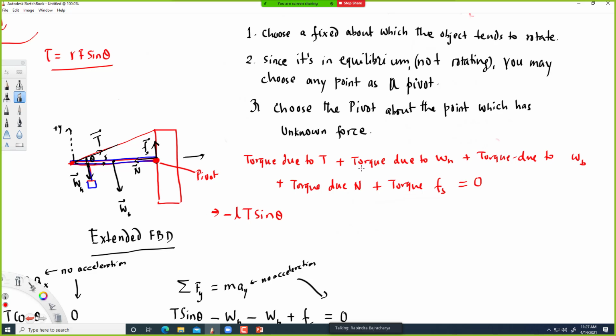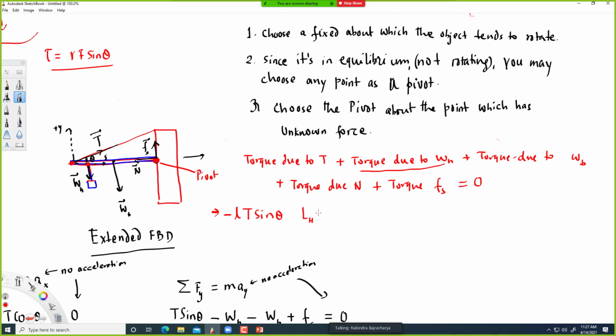Now torque produced by the hanging weight. Let's not put the sign yet. So this one, what's the distance between this point and this point? Is it given? It's not given, but we can just consider that distance to be LH. So distance between the point where we apply the force and the pivot. Okay, that's that.